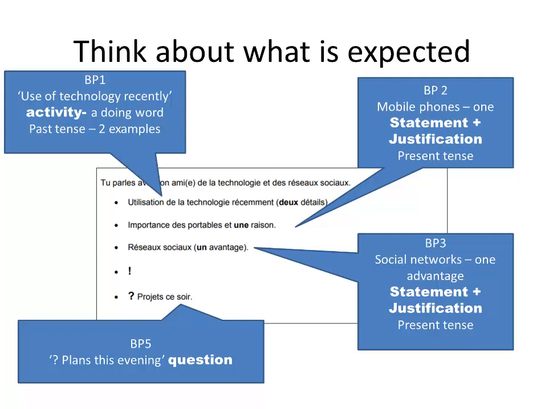Bullet point 2, l'importance des portables et une raison, the importance of mobile phones and a reason. So there they're looking for some sort of statement and a justification, and that can mean the present tense. Bullet point 3, réseaux sociaux, un avantage, social networks, 1 advantage. So they're probably again a statement and a justification and the present tense. Skip bullet point 4, we can't do anything about that. Bullet point 5 though, we've got that question symbol, projet ce soir. Projet means plans, ce soir, this evening. So not only have you got to ask a question, but it's got to be in the future tense.